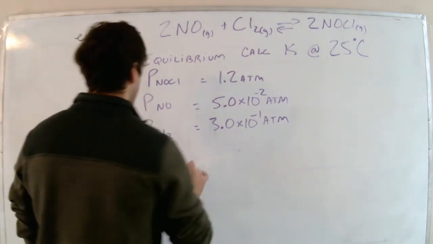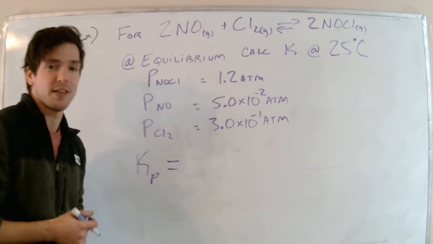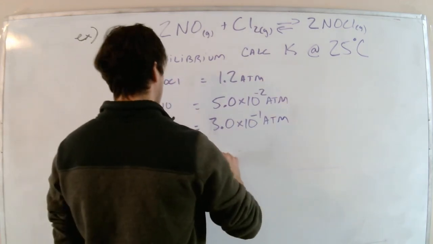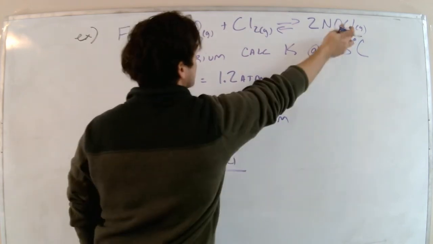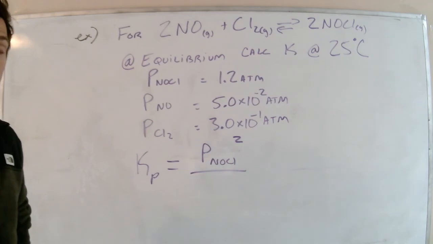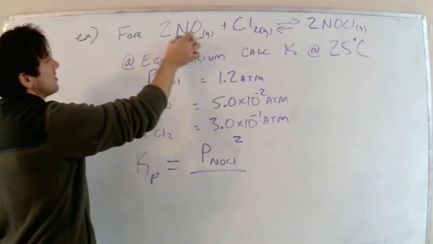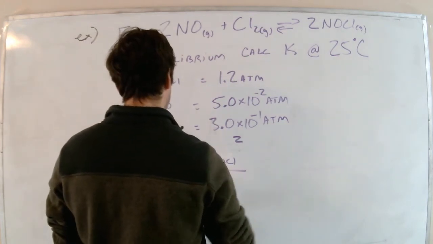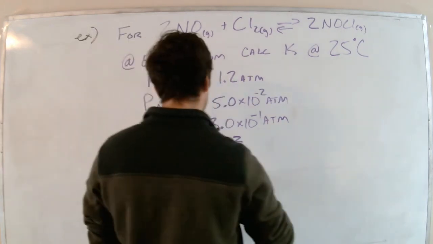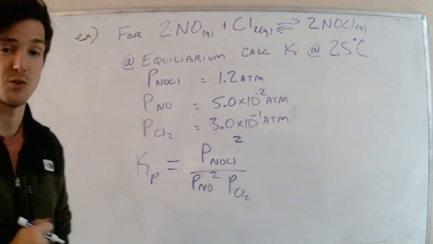And my equilibrium expression now is going to be products over reactants. Remember that for pressures, we do P subscript NOCl, and I will square it. And this is all good because that's a gas. If that was a solid or a liquid, I couldn't use it. Bottom, all right, reactants. These are both gases. I'll put P NO squared and PCl2, not squared because there's not 2 in front of it.